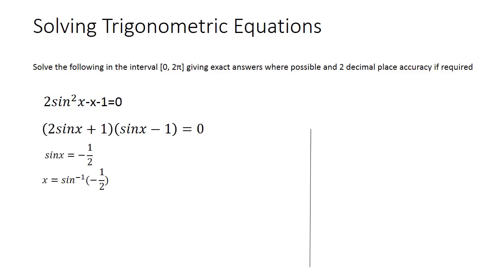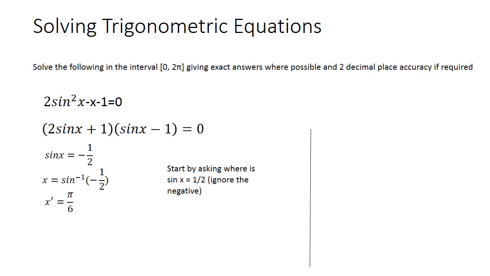Now I don't want you to go to the calculator to put in the minus a half with the inverse function. I want you to put in positive a half. Whenever you get a sine to the minus 1 or cosine or anything else to the minus 1, always put in the positive ratio or positive value that you have, and regard the answer that you get as being the deviation from the x-axis, and I'll explain what that means.